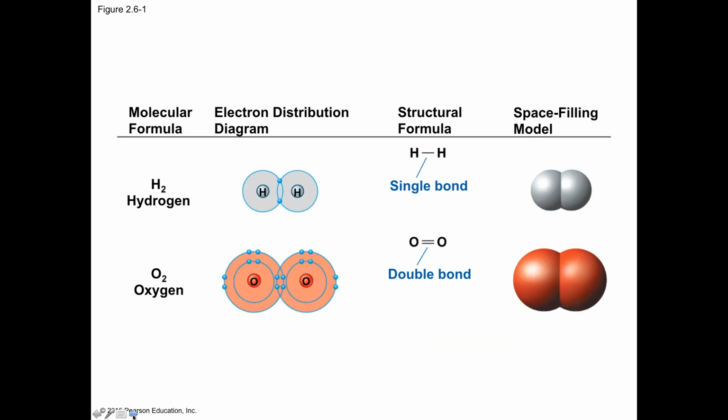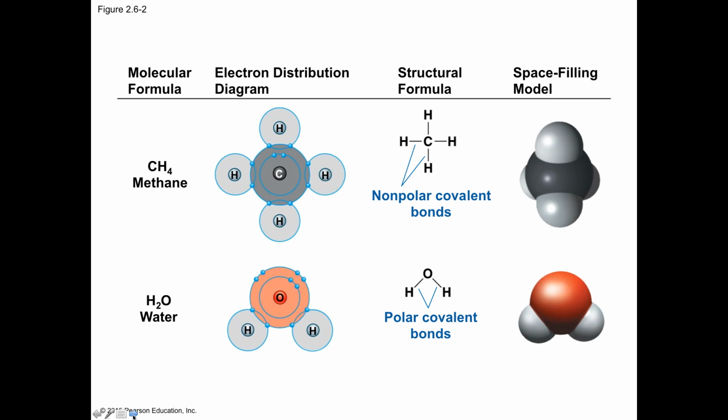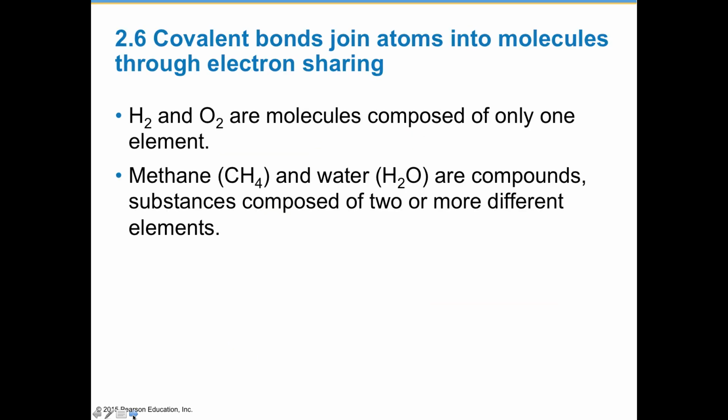All right, and so this is just them showing the pictures a lot bigger, so I'm just going to skip through. All right, now this slide says covalent bonds join atoms into molecules through electron sharing. So again, the take-home message here: anytime you see the word sharing, instantly start thinking about covalent bonds. Covalent bonds, electron sharing. H2 and O2 are molecules composed of only one element. For this particular one, hydrogen is the only element, and for this one, oxygen.